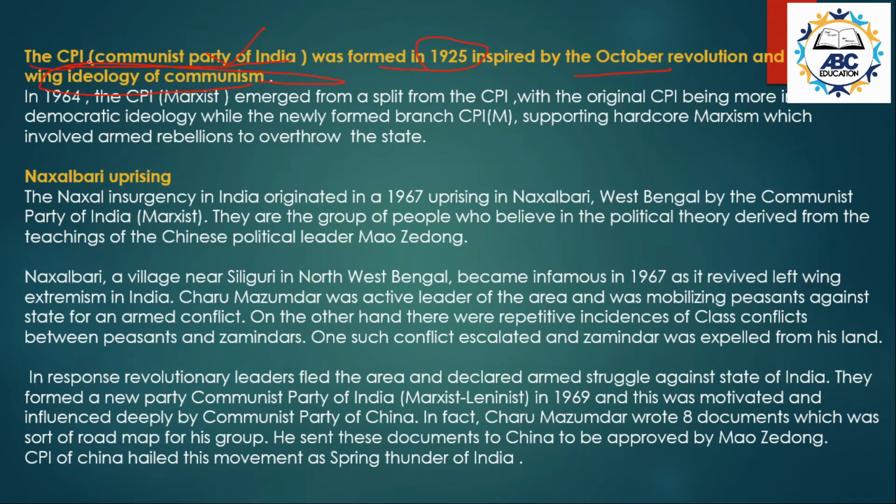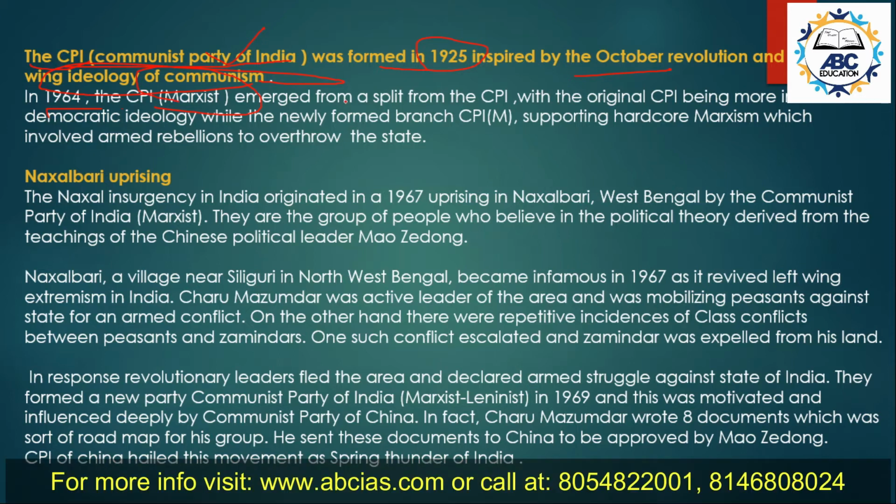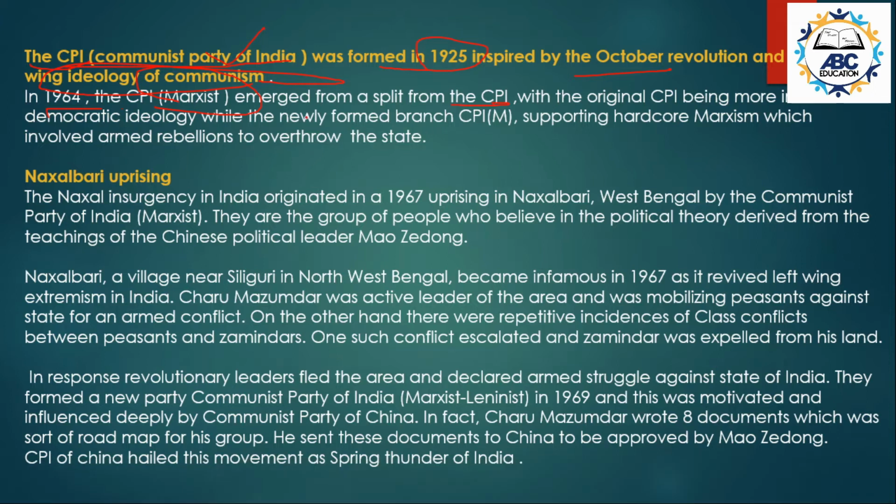Then after that, this was formed in 1964. Then again there was a split in the Communist Party of India, and the Communist Party of India Marxist emerged from a split from the CPI. Whereas the original was normal democratic, the CPI M that formed, CPI Marxist, is the far more radical one, which is supporting hardcore Marxism.